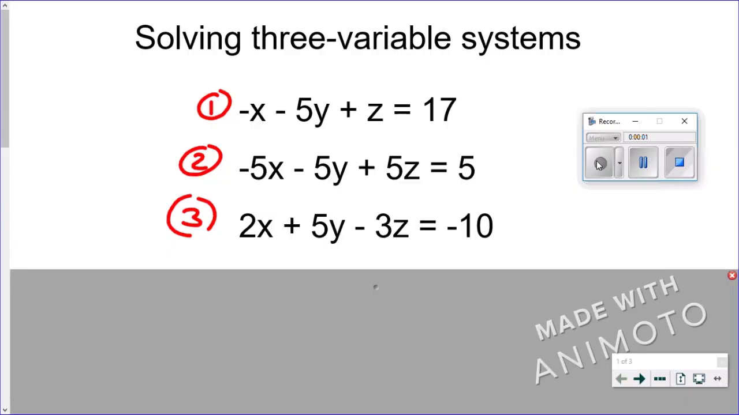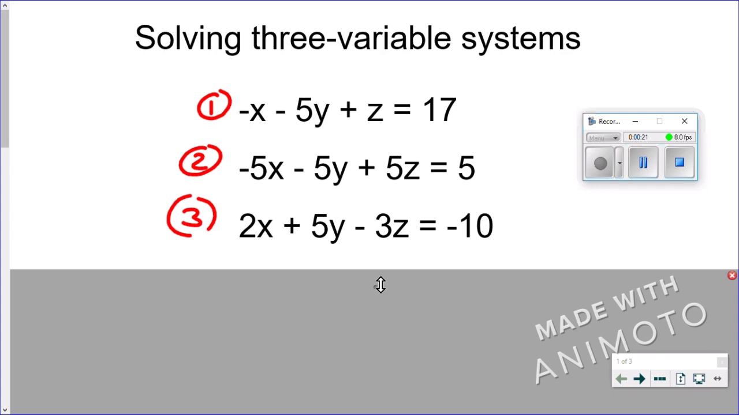Here we go, solving three variable systems. A three variable system is basically what you see. It is three variables, and usually three variables results in three separate equations. So here's our three variable system, and I numbered the equations just so it's easy to refer back to them.